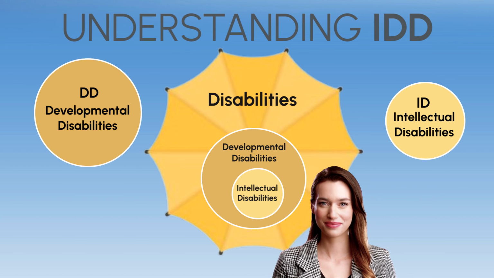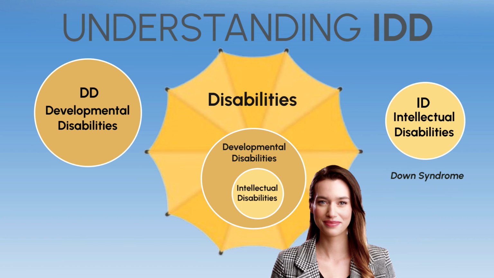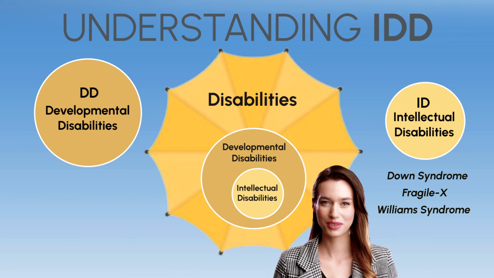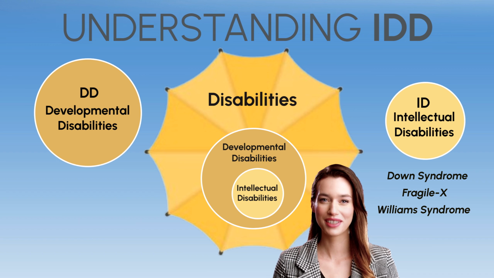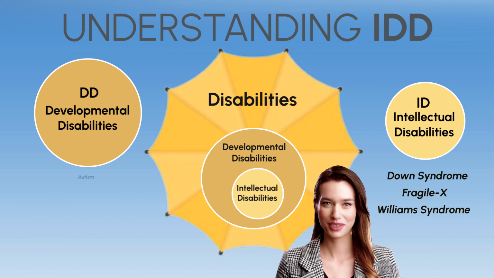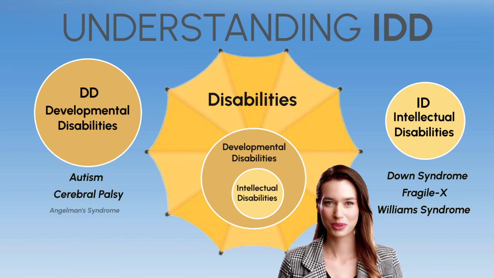An intellectual disability, or ID, specifically means someone has challenges with learning, reasoning, problem-solving, and everyday social and practical skills. Some examples of intellectual disabilities are Down syndrome, Fragile X, and Williams syndrome. A developmental disability, or DD, is a broad term that includes different lifelong conditions, including intellectual disabilities. Some examples of developmental disabilities are autism, cerebral palsy, and Angelman syndrome.